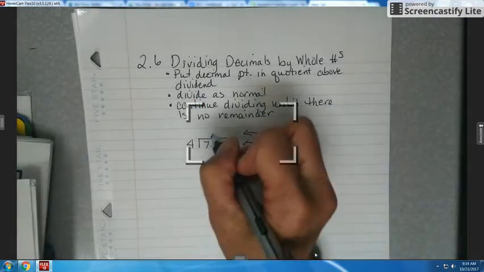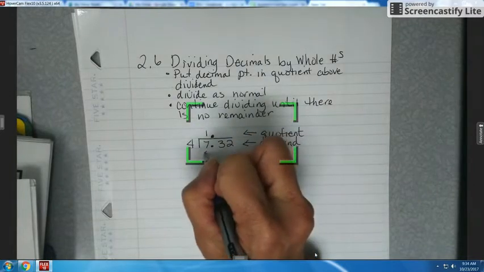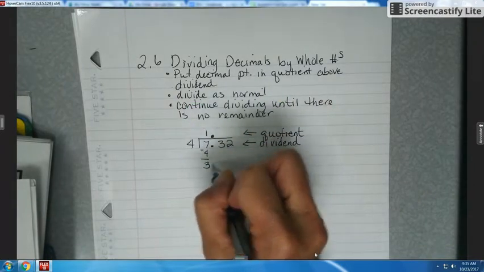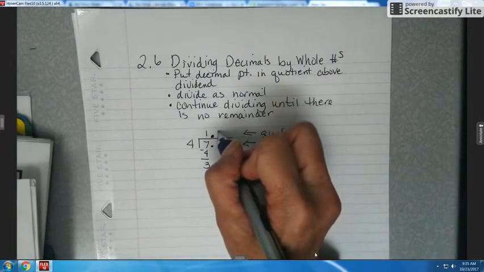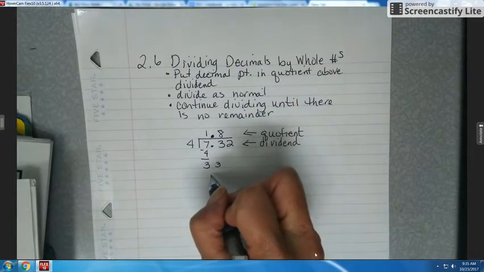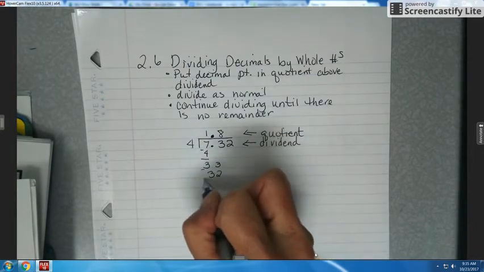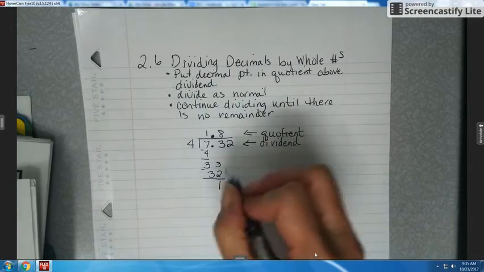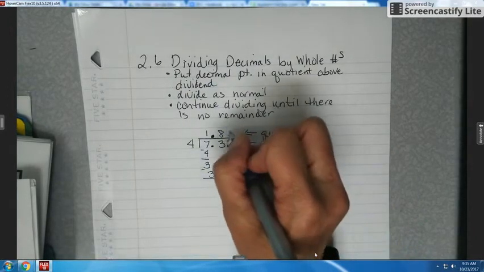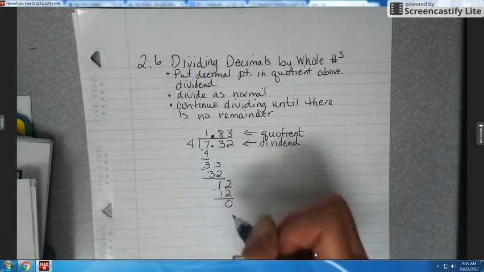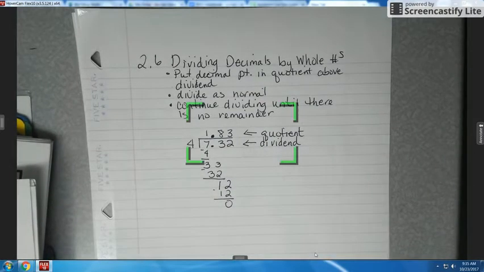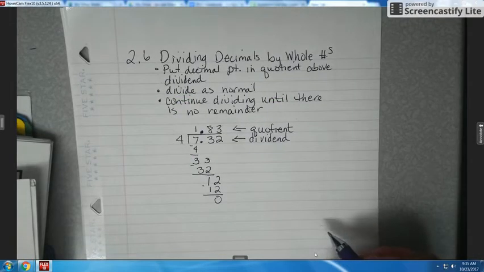So 4 divides into 7 one time. 1 times 4 is 4. I'll subtract and bring down my next number. 4 divides into 33 8 times. 8 times 4 is 32. 1, and bring my 2 down. And 4 divides into 12 3 times. 3 times 4 is 12. And I've divided until I have no remainder. This one works out pretty well. So let's do one more like that.